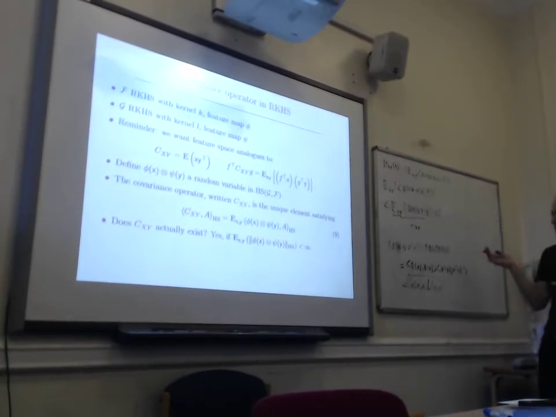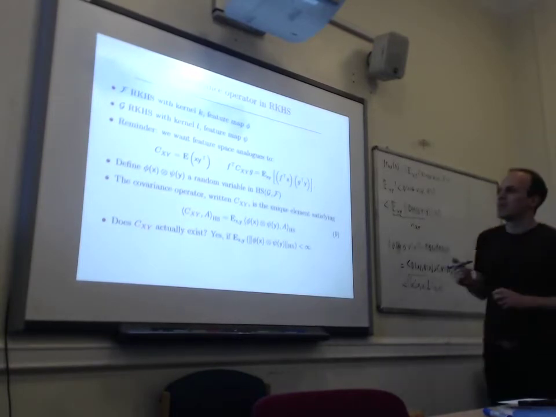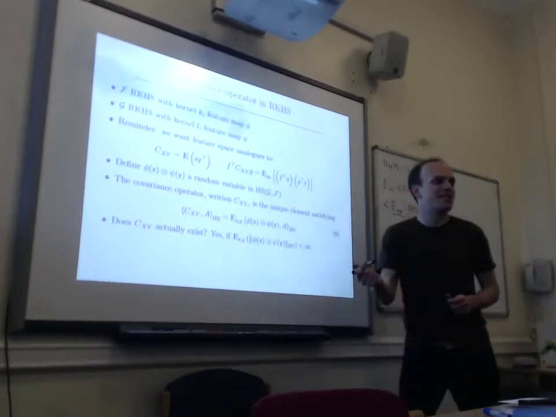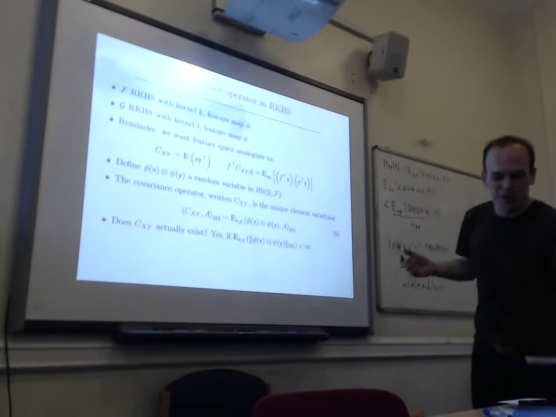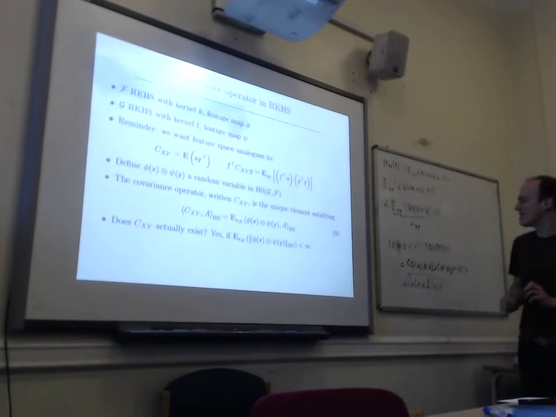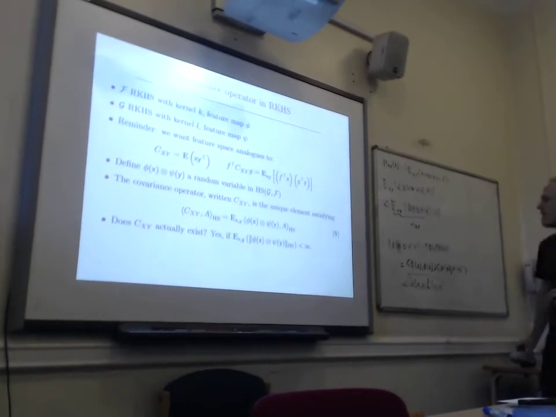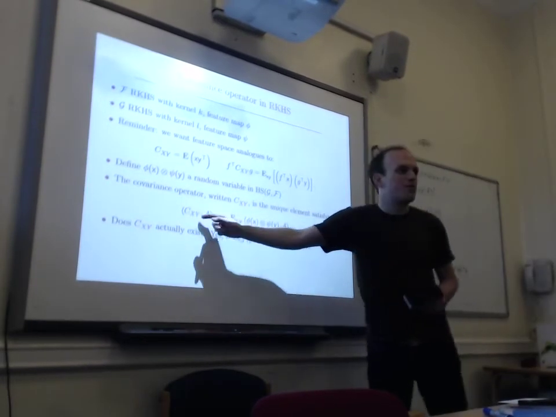Okay? So this is a pretty simple condition to check. For instance, if my kernels are bounded, then their expectation is always going to be bounded. So it's actually reasonably difficult to make a case where this doesn't exist, for the same reason that it's reasonably difficult to make an example where the mean embedding doesn't exist. As long as I'm using bounded kernels, I'm never really going to get into trouble with this thing. Okay. So I've shown that my covariance operator exists, and it has this property here.